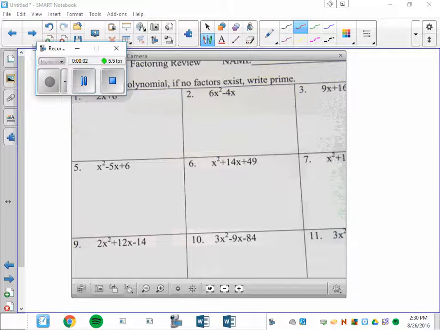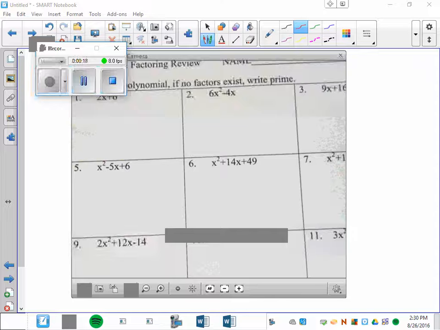We are now going to review factoring. There are two types of factoring. There's factoring using the greatest common factor, or there's factoring using the box, which splits things into two binomials. Okay, we'll work on the easiest one first.